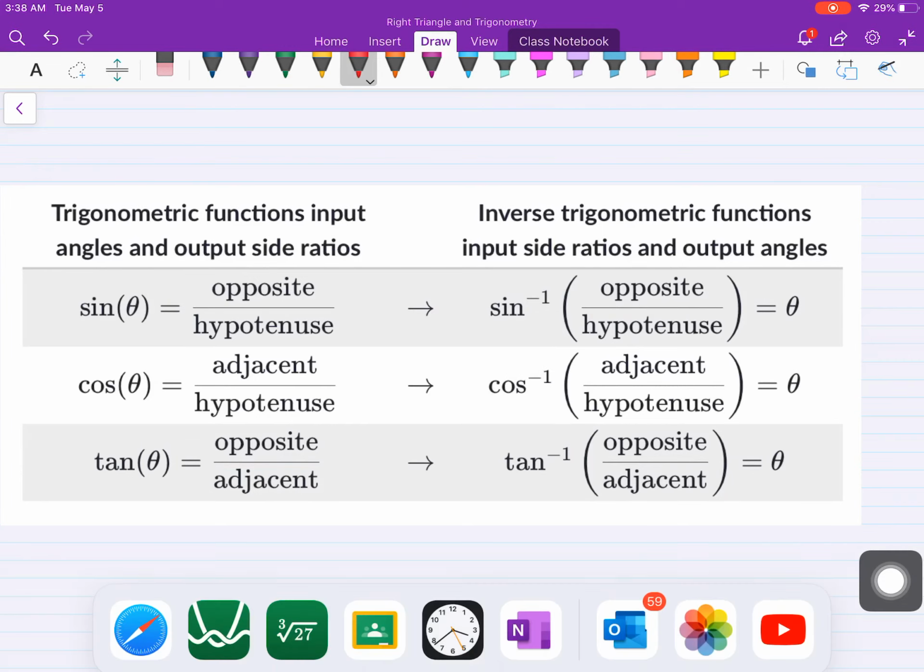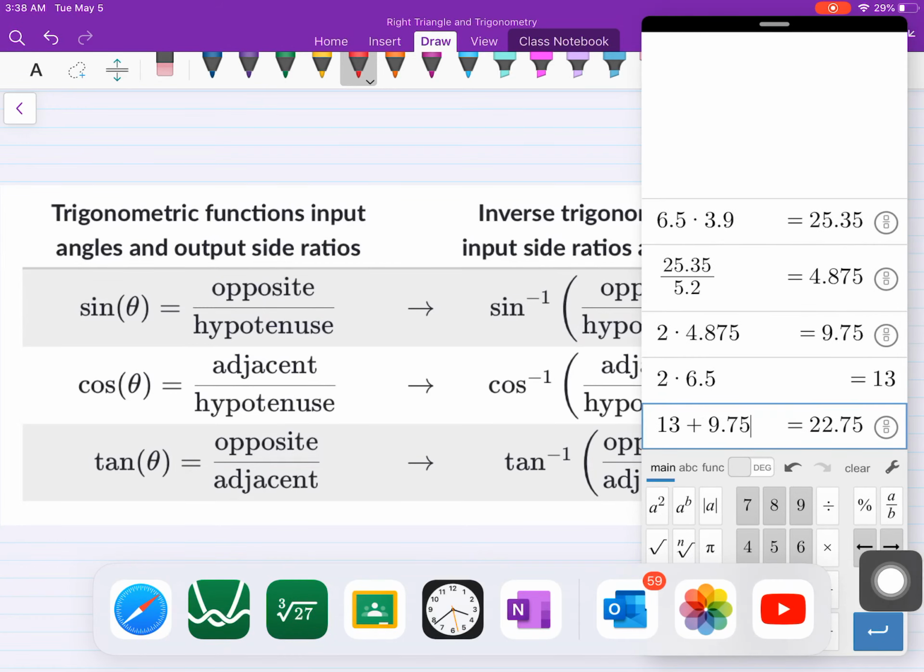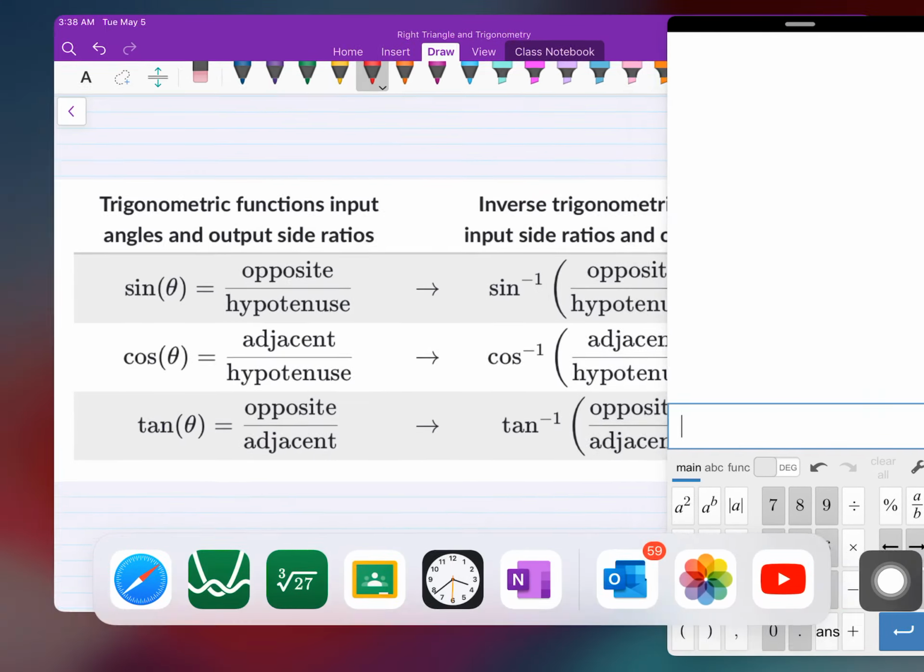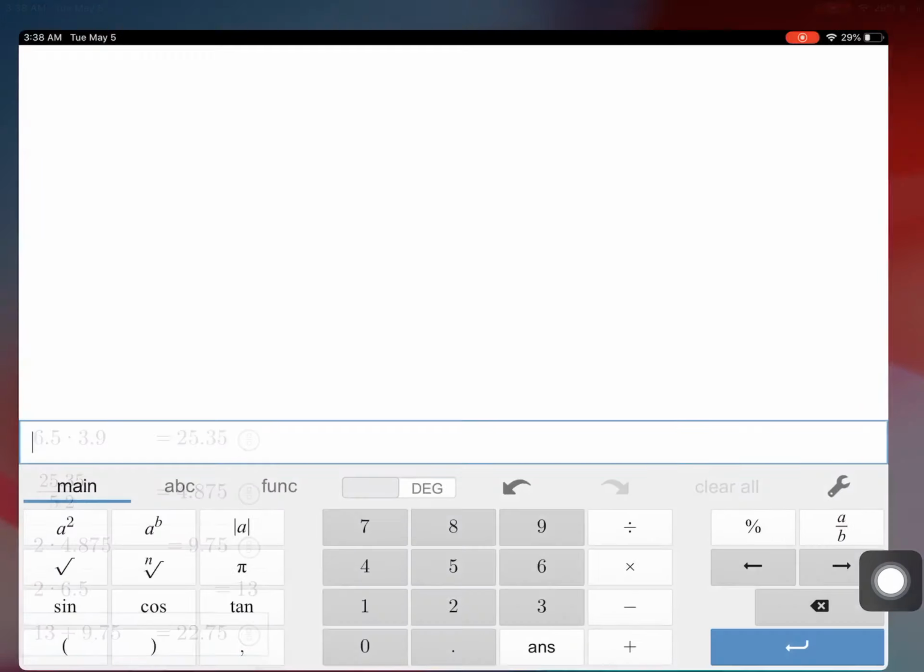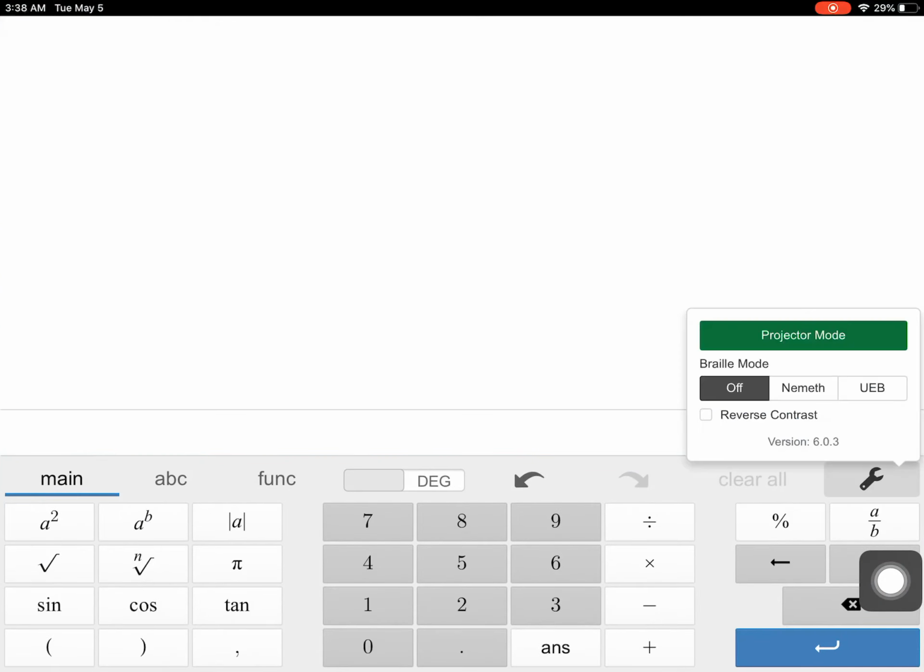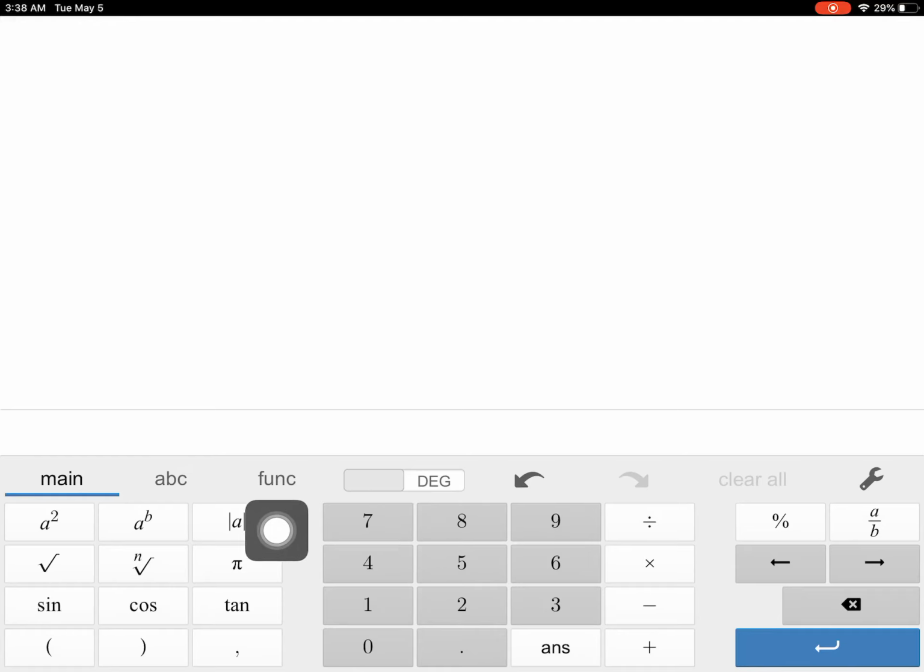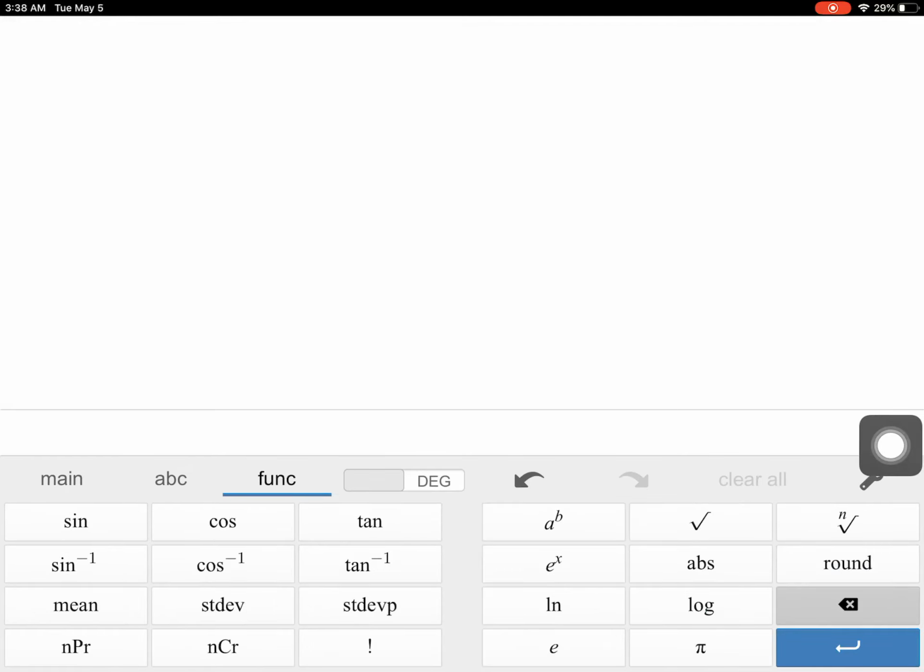So if you pull up your scientific calculator, and let me pull up the bigger version of this, we're going to go to functions. In functions, you're actually seeing the inverse of them. We started off with sine, cosine, and tangent, which is what we used in the previous lesson. In today's lesson, we'll be using inverse sine, inverse cosine, or inverse tangent. So these are the ones we're working with. Okay? So let me go back.